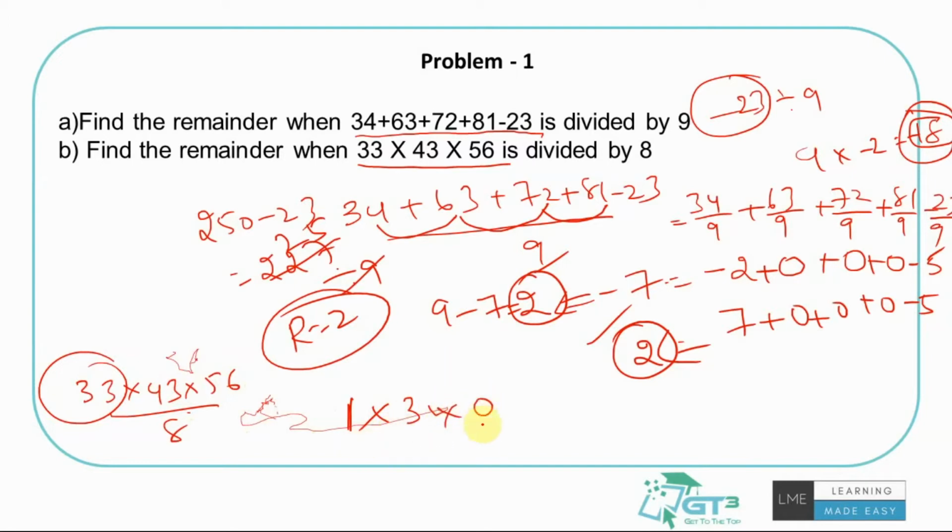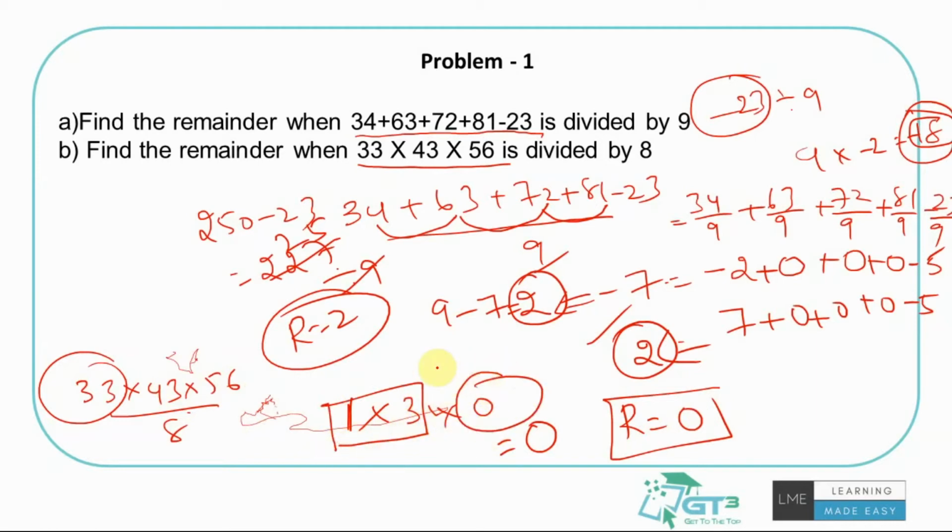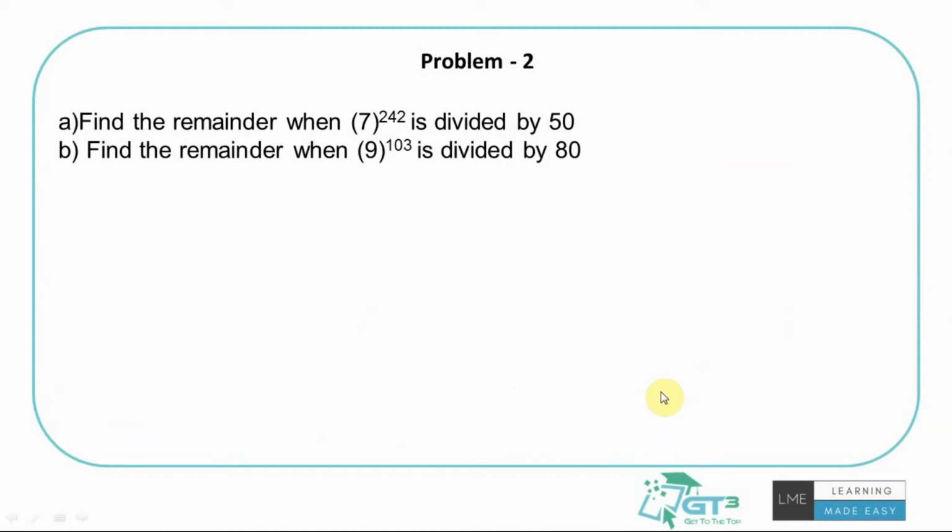Right, so it's 1 into 3 into 0. Anything multiplied with 0 is 0, so the remainder for the whole thing is 0. Even this can happen. Doesn't matter that I've got here 1 into 3, the remainder would not be non-zero even if I have a 0, right? So technically it is divisible by 8, so that's why the remainder is 0 for this.